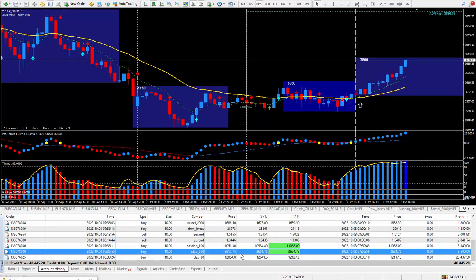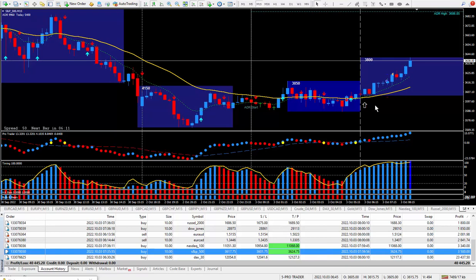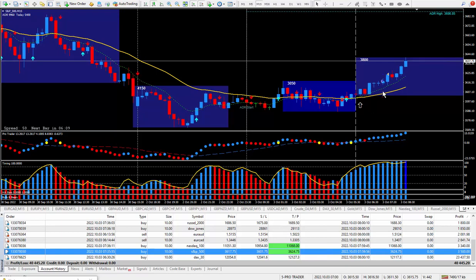Now on the S&P 500, it's $5 for each tick. I took the money, divided it by 5, and the calculator says it should be 70. So 70 ticks from here to there.